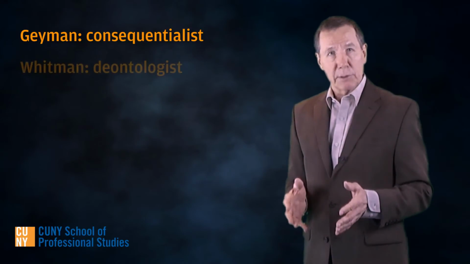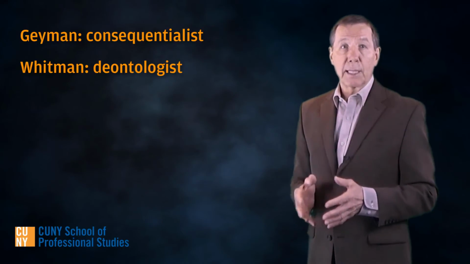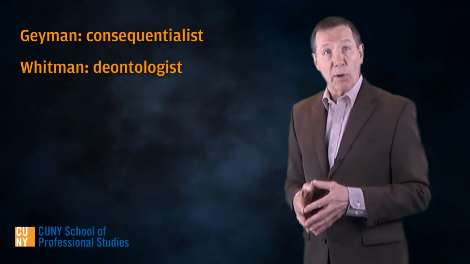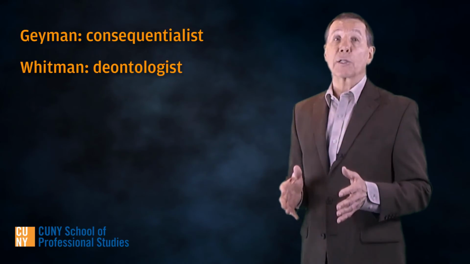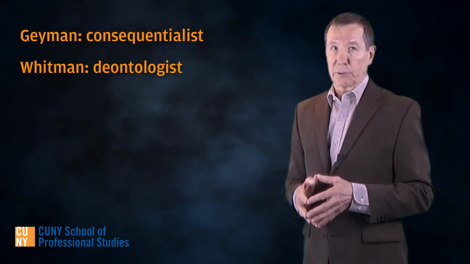You'll notice that Gaiman's argument is clearly consequentialist or utilitarian in nature. That is, he's arguing that the central consideration in our approach to universal health care should be the achievement of the best outcome for the most people. Whitman's argument, on the other hand, is decidedly deontological or Kantian in nature. That is, he's less concerned about the outcome of the policy and more focused on ensuring that an individual's autonomous right to choose is preserved regardless of the consequences.